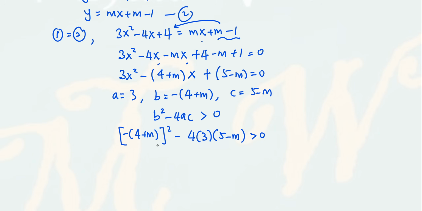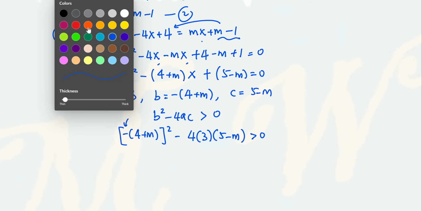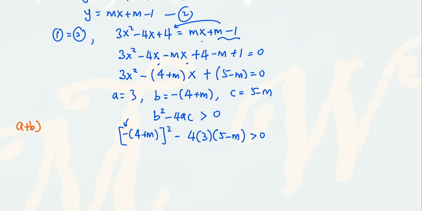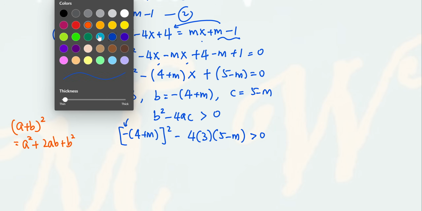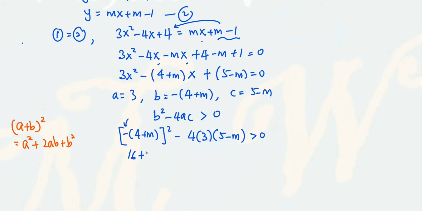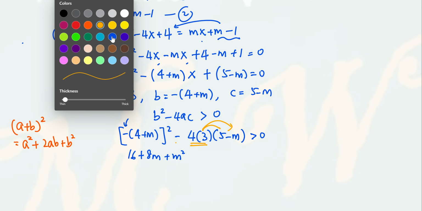And now for the first one, because of the square of two terms, I need to do expansion. But we know that square of minus 1 is actually positive 1. Then you square of 4 plus m. Use the formula (a plus b) squared, that is going to be a squared plus 2ab plus b squared. Okay, then now you will be getting 16. You square the 4 becomes 16, and then plus 8m plus m squared. And now here do expansion. This is 12. 12 times 5, there's a minus, and negative 12 times minus m.